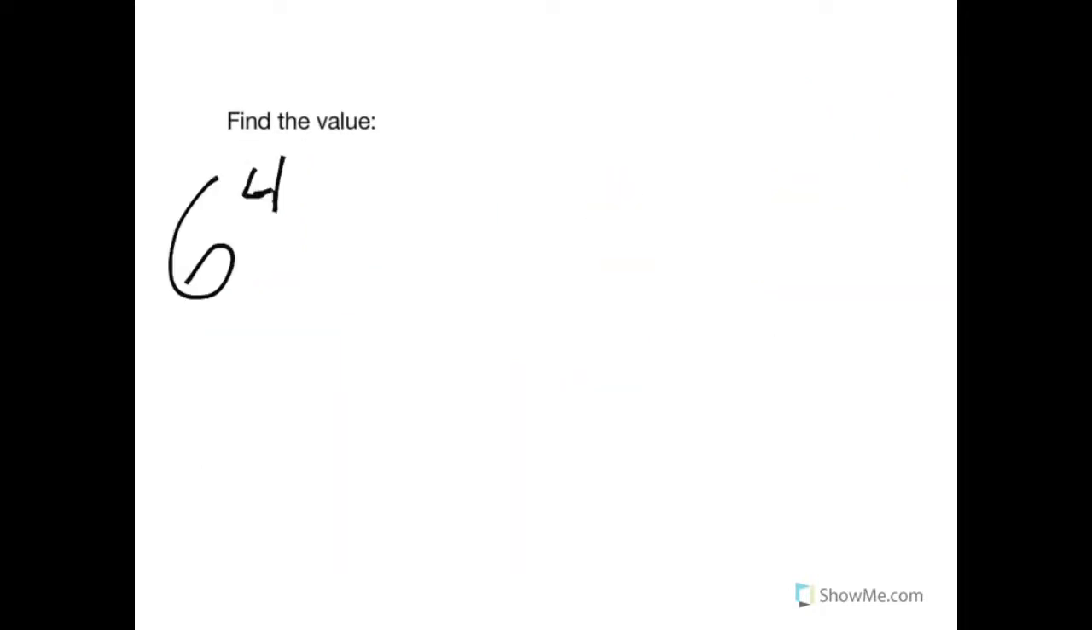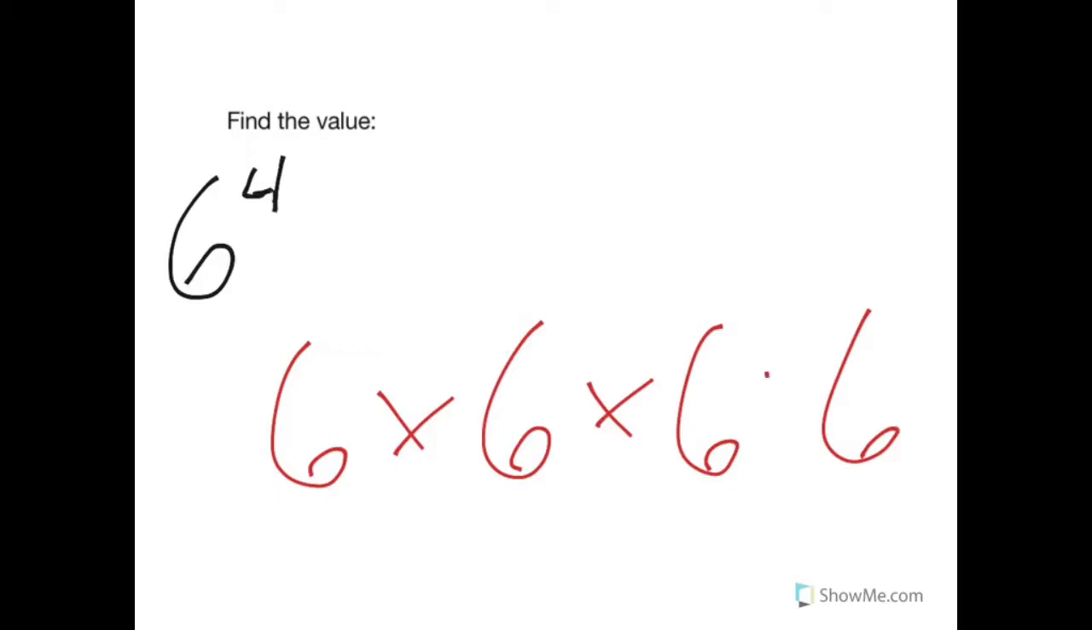Okay, let's keep rolling. Find the value here. I know I'm going to have 4 6's that I'm going to be multiplying. 6 is my base number, so that's the number I'm using. 4 is my exponent, so I have 1, 2, 3, 4 6's. And this is one where we may have to do a little more math, and that's okay.